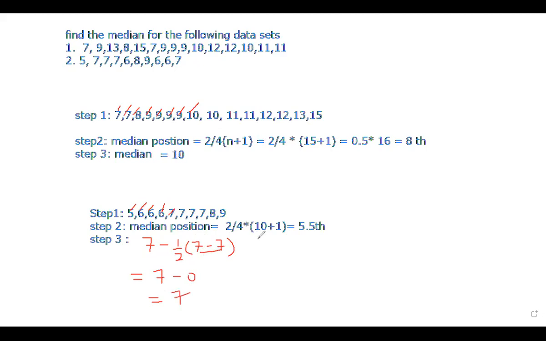Or like we said, another way of doing that is to add the number in the 5th position and the number in the 6th position and then divide by 2. So that could be 7 plus 7 divided by 2, which will be 14 over 2, which is 7. So our median is 7.